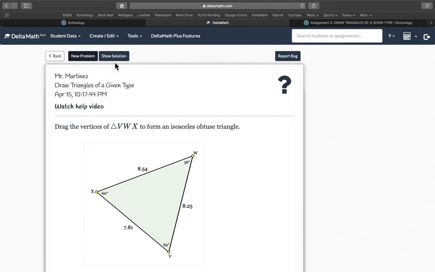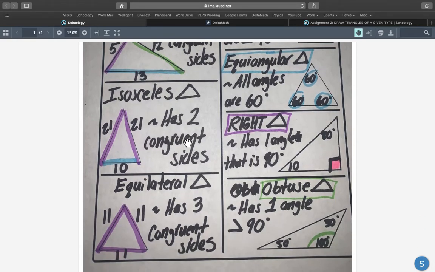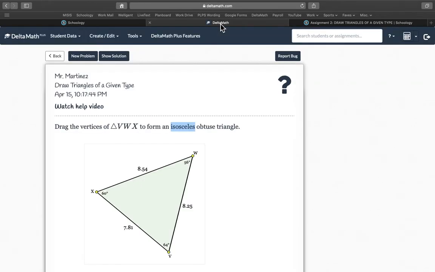Let's see another example. So this one says, drag the vertices, right, the corners, of triangle VWX, to form an isosceles obtuse. Well, let's deal with this first part first. Isosceles. So let's go over here on our other tab and look at our notes. Isosceles means has two congruent sides. Two sides are the same. So let's go back here and see if they've helped us out.